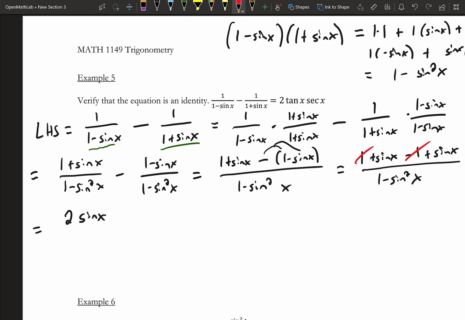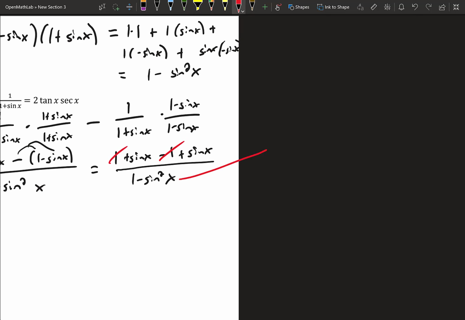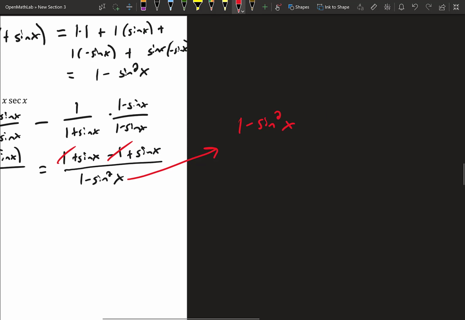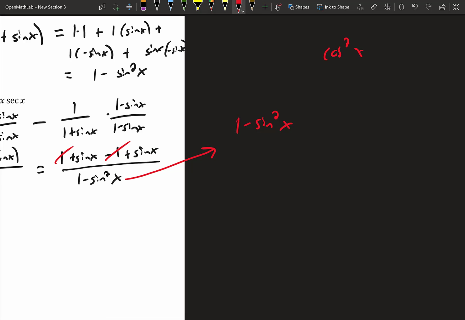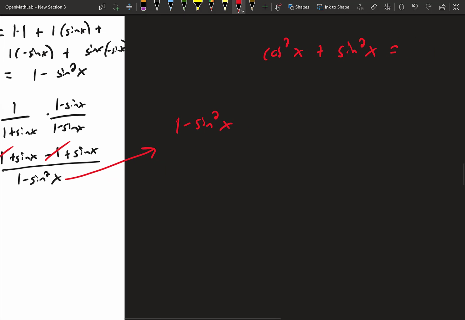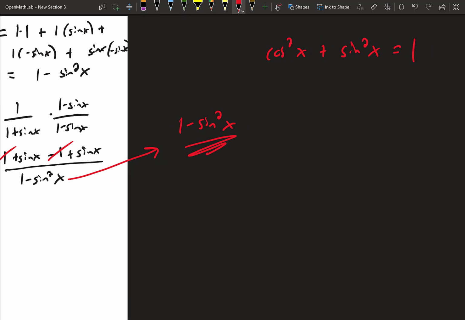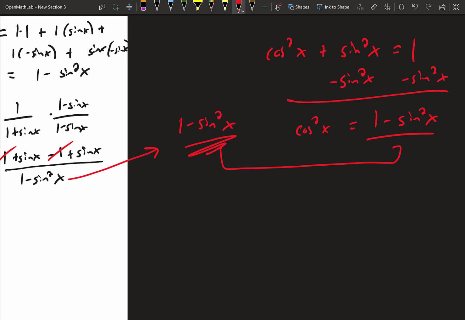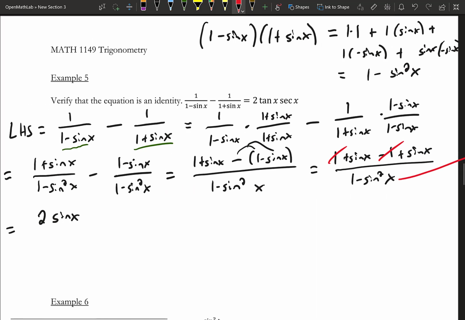Another thing to pay attention to is this denominator, 1 minus sine squared x. Well, we know a Pythagorean identity is cosine squared x plus sine squared x equals 1. So this kind of looks like that. If I subtract sine squared x from both sides, what we end up with is cosine squared x equals 1 minus sine squared x, which matches exactly with that expression. So I can substitute that expression for cosine squared x.